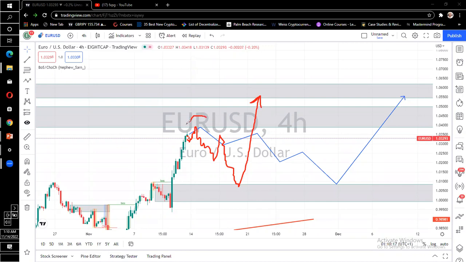So this correction movement is what I actually want to see them do. I want to see them correct it, then push up again. All right. So here is a fair value gap too.